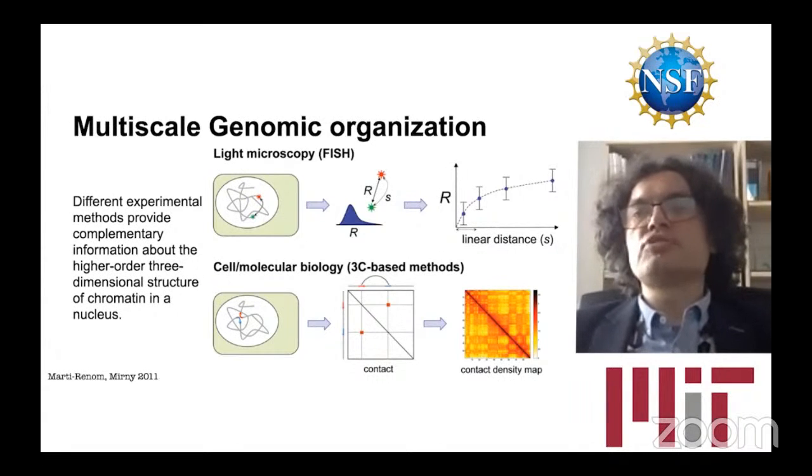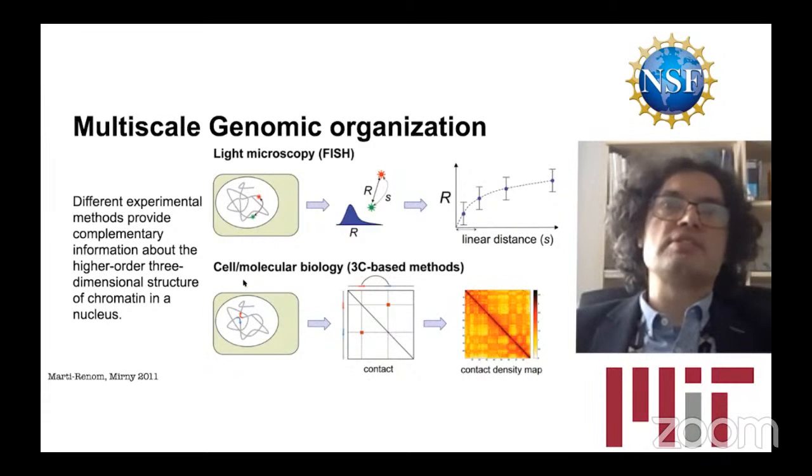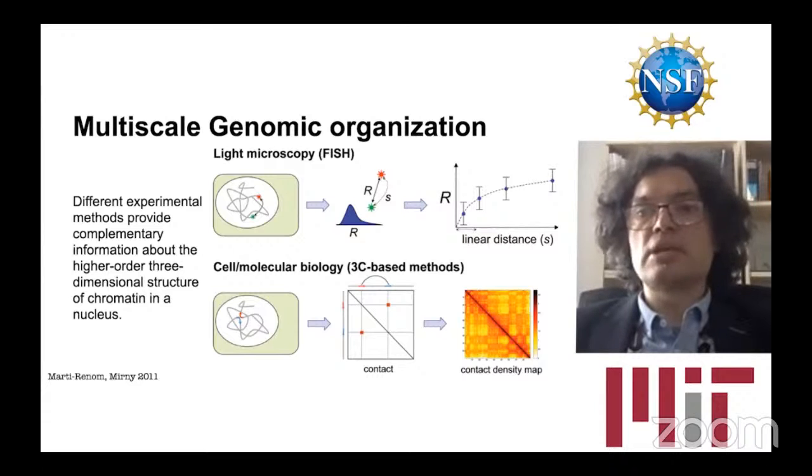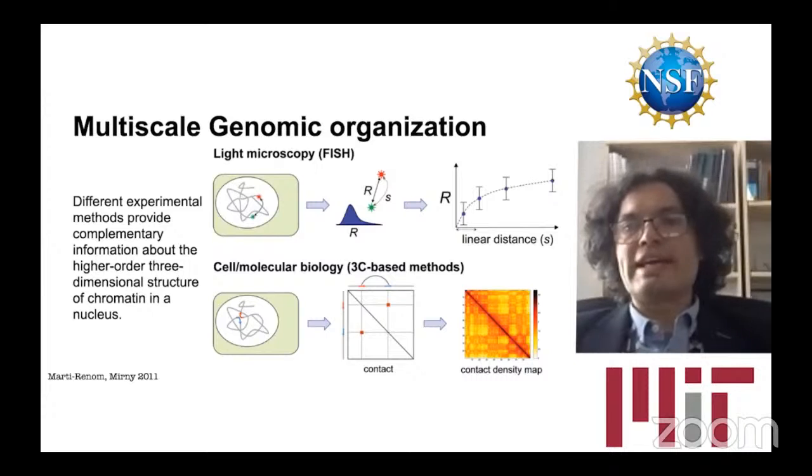Then, by observing multiple pairs of loci like that, you can try to correlate the relation between linear distance and physical distance. In the case of NGS-based methodologies, what people observe is not only a single pair of two genomic loci, but actually all against all.